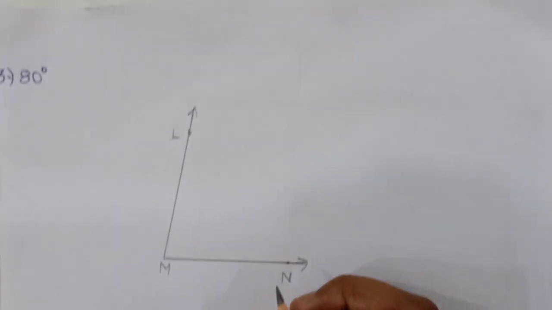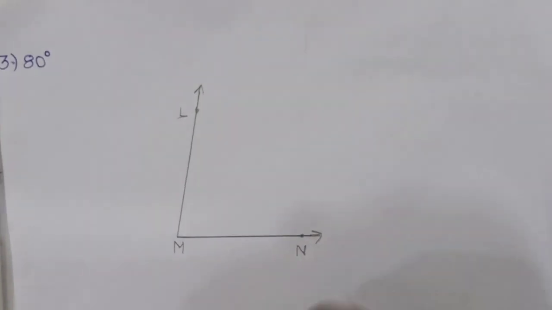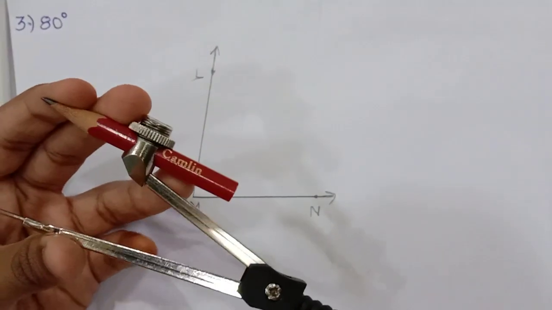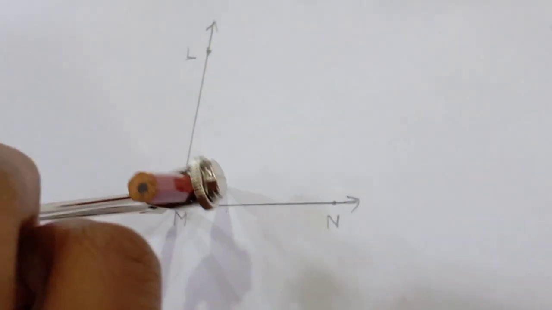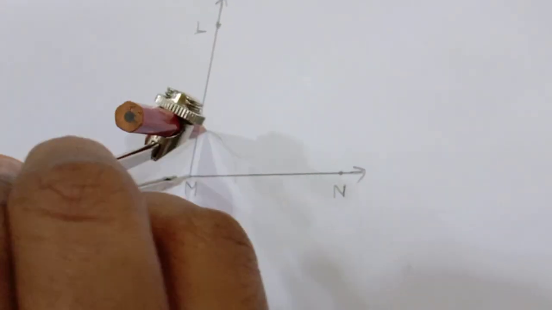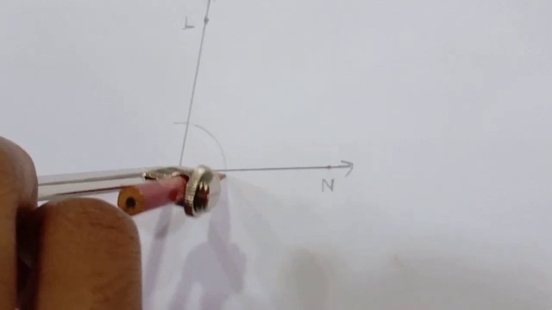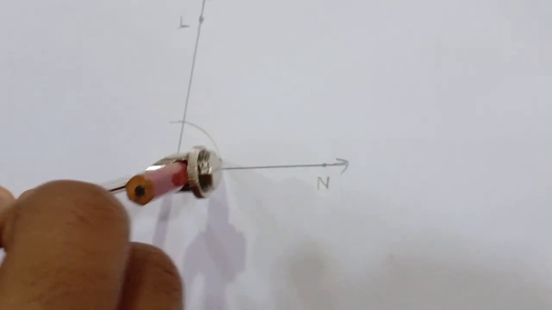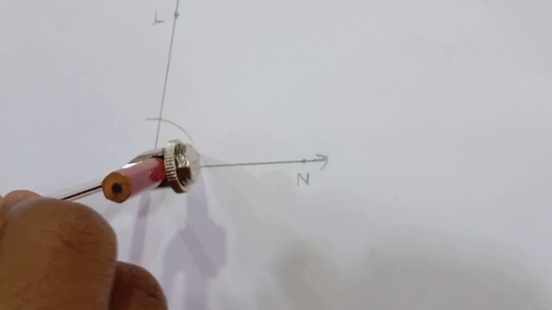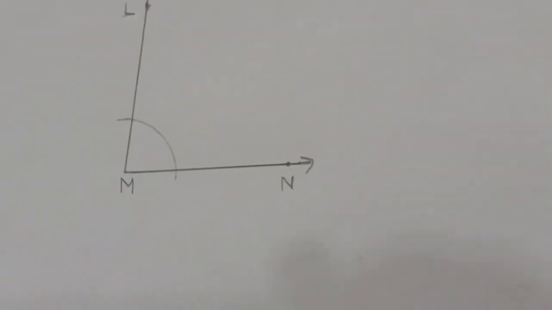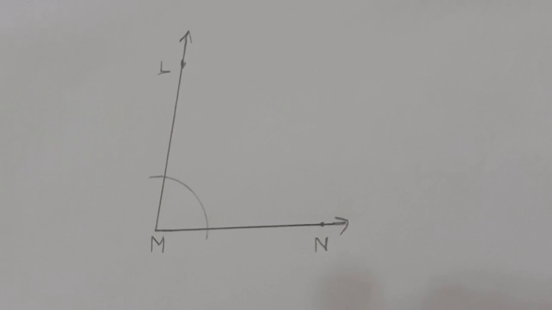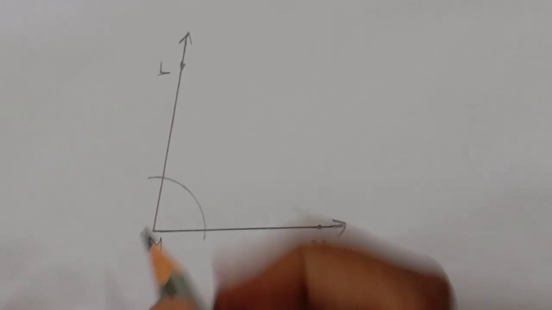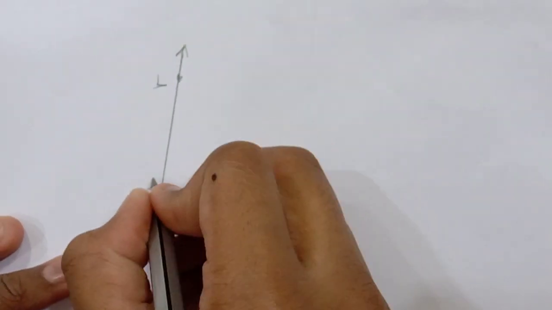Now you know we have to make the arc with the help of the protractor. So make that arc. Look properly and make the arc. Okay, the arc is done. Name it. So I am naming it ST.